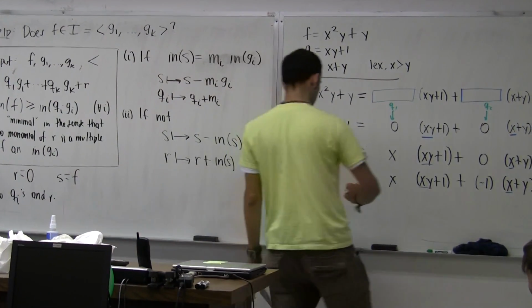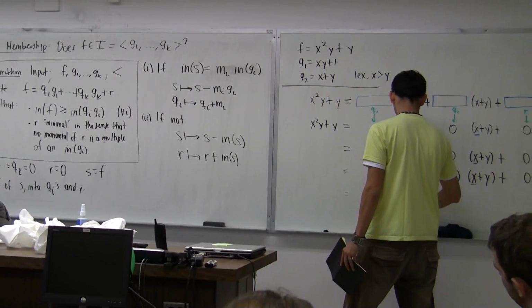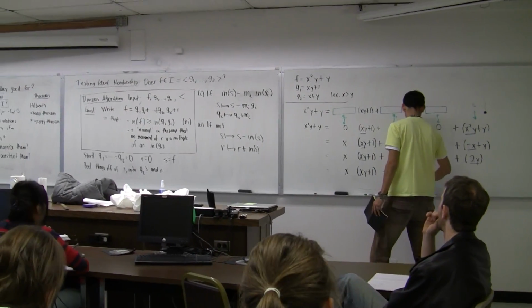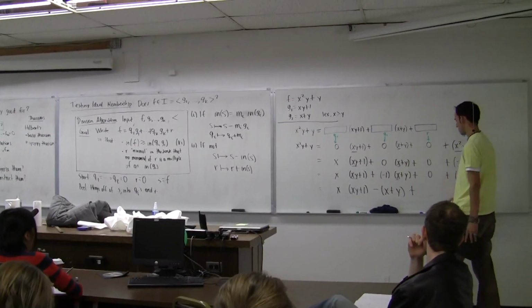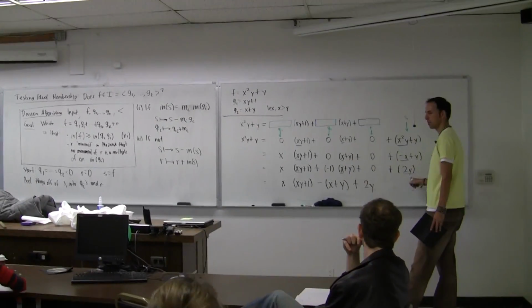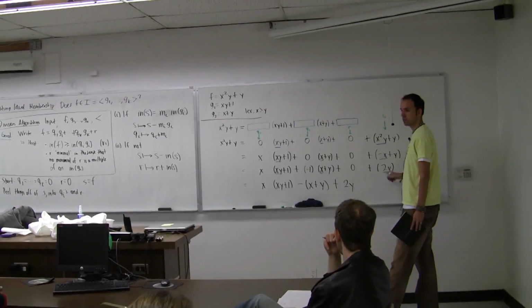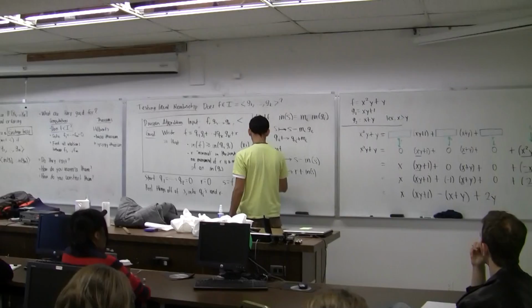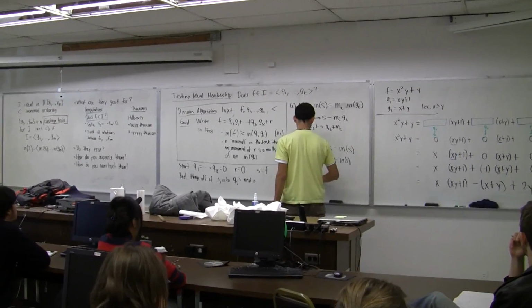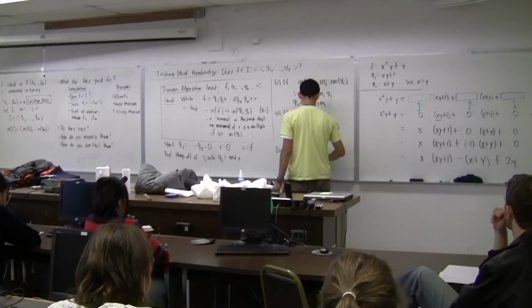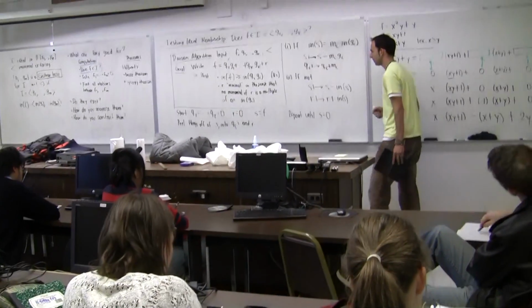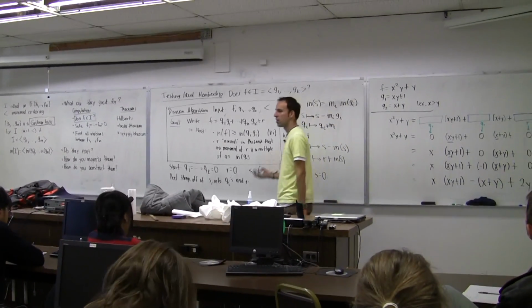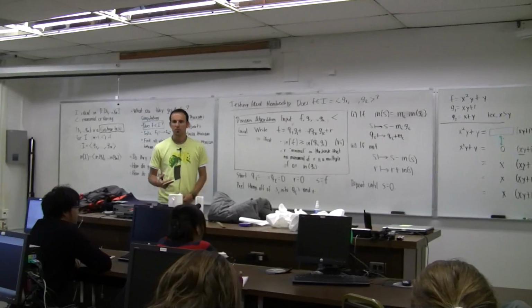So what you're left with is x times (xy plus 1) minus x plus y, plus 2y now goes into here. And now this guy disappears. When S equals 0, you're finished. So you repeat until S is equal to 0. And that's the algorithm, and it's very easy to see that this algorithm is correct.